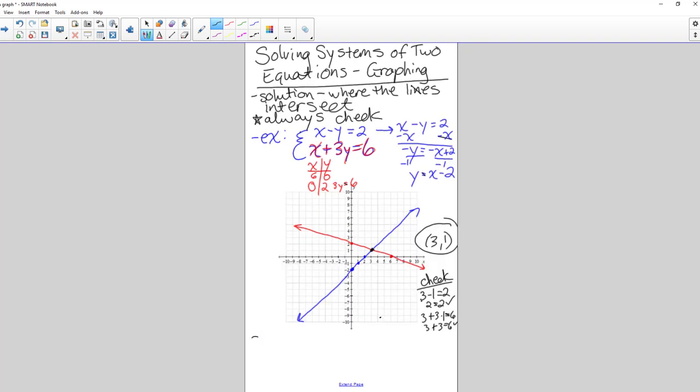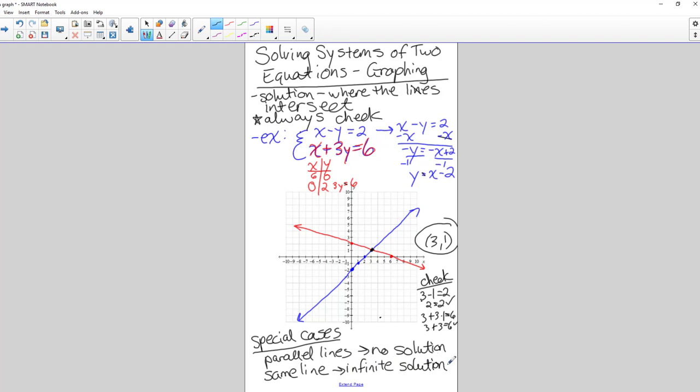I will point out the special cases when we graph. If we graph the two lines and we end up having them be parallel lines, then it would be no solution. There's no solution. And then the other special case is if it ends up being the same line, sometimes the equation looks different, but it ends up simplifying down to the same thing. If you graph and it's the same line, it's an infinite number of solutions, because it's every single point on the line since it's the same line.